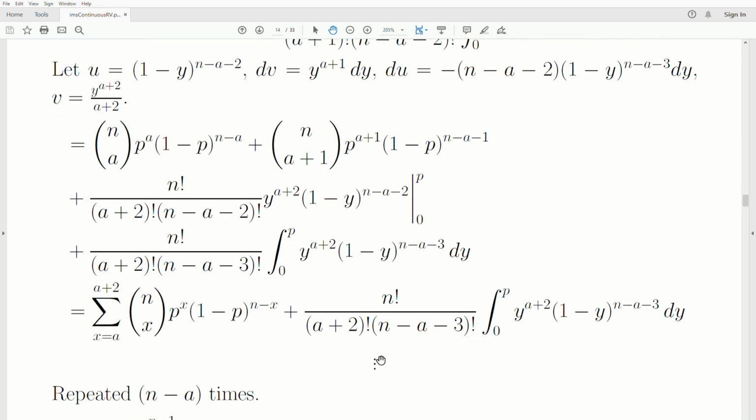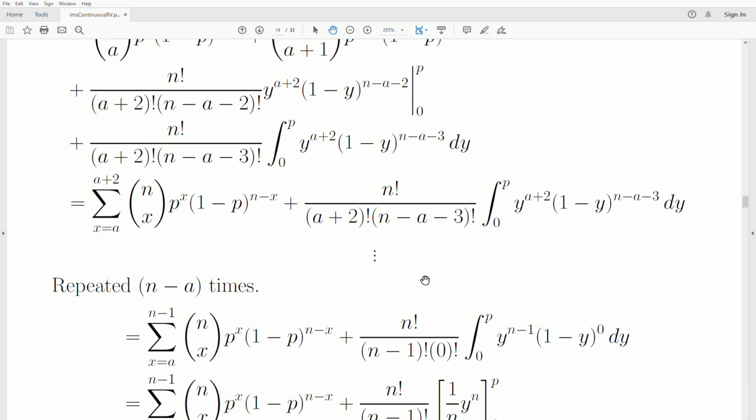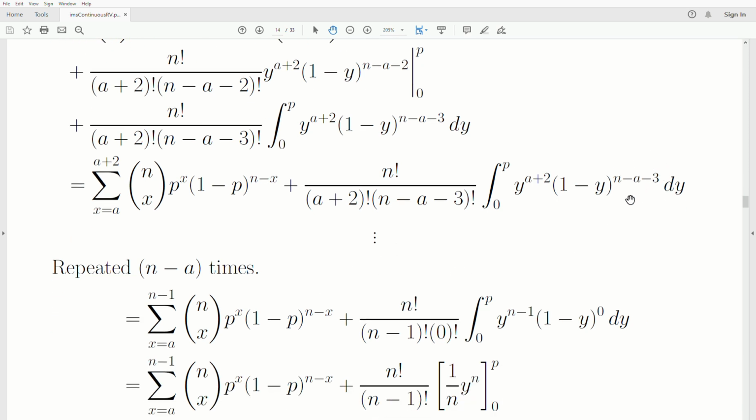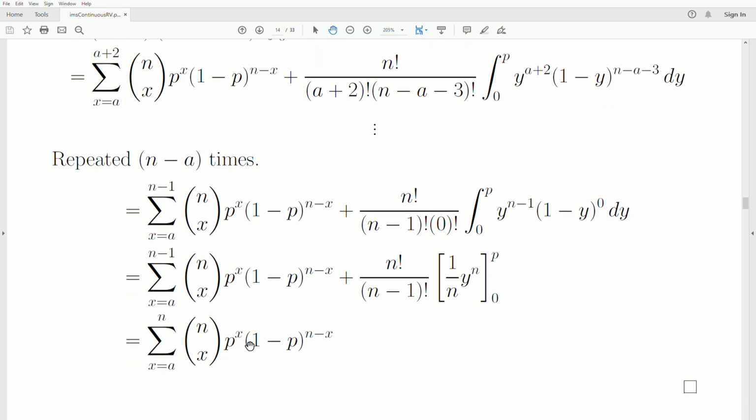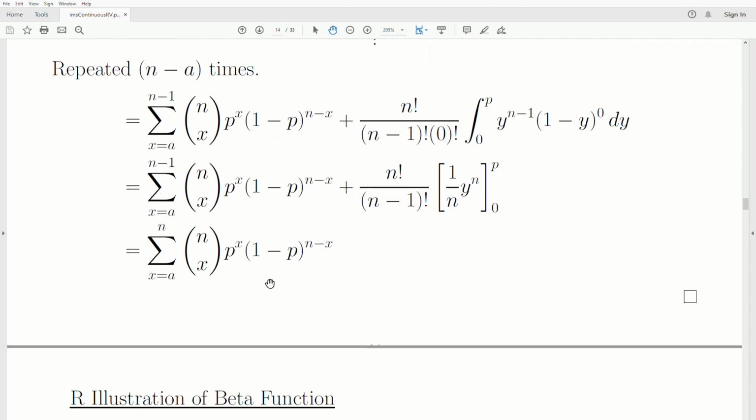Now, if we repeat this n minus a times, we're eventually going to get that exponent to be 0. And there's going to be this many summations that we have done. We just keep adding to this. And then when we integrate this for the last time, this is 1, it goes away. We get y to the n over n. Evaluated at 0 goes away. Evaluated at P, that n cancels one of those, we get 1, and we can add it to this term. Well, that's what we wanted to show. And the proof is finished.